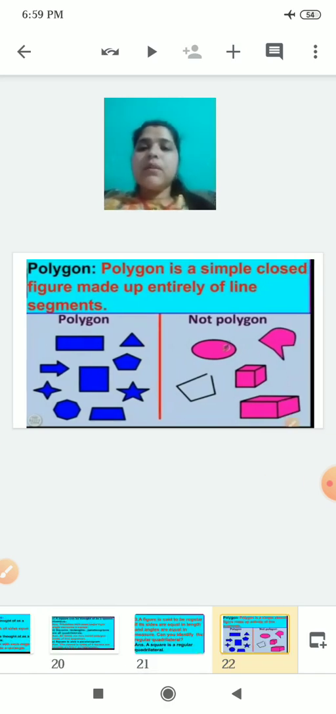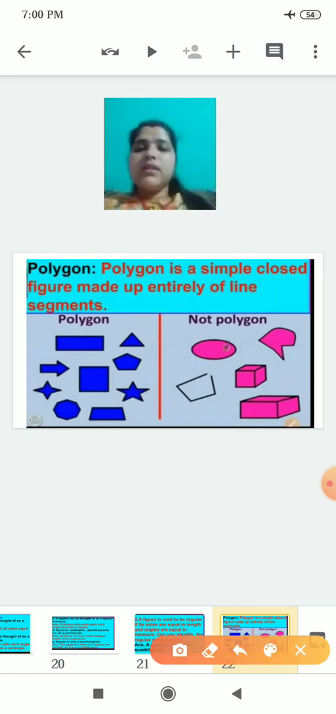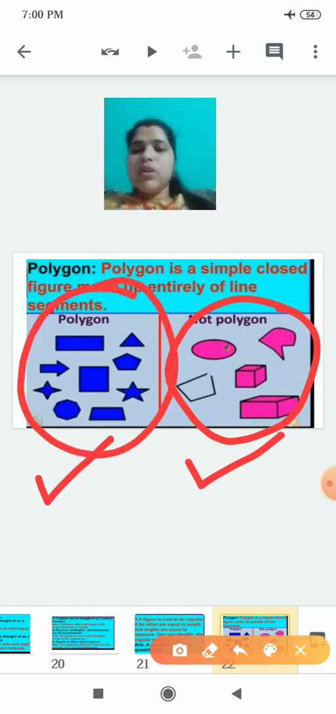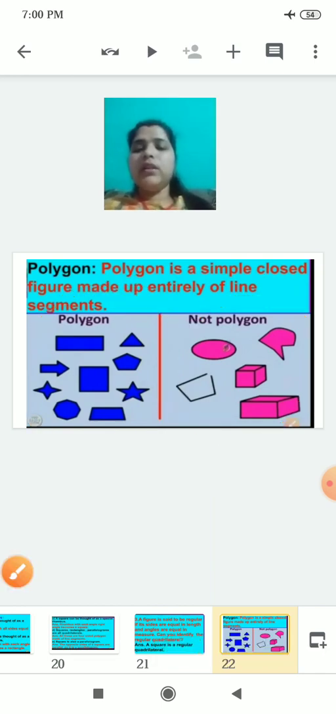Now we will discuss polygons. What are polygons? I have already told you, it is a closed figure or closed shape made up of line segments. A polygon is a simple closed figure made up entirely of line segments. These are polygons, and these are not polygons because they are not made up of line segments, and some of them are not closed. You should know these shapes of polygons: star, rhombus, pentagon, triangle, rectangle, arrow, octagon.